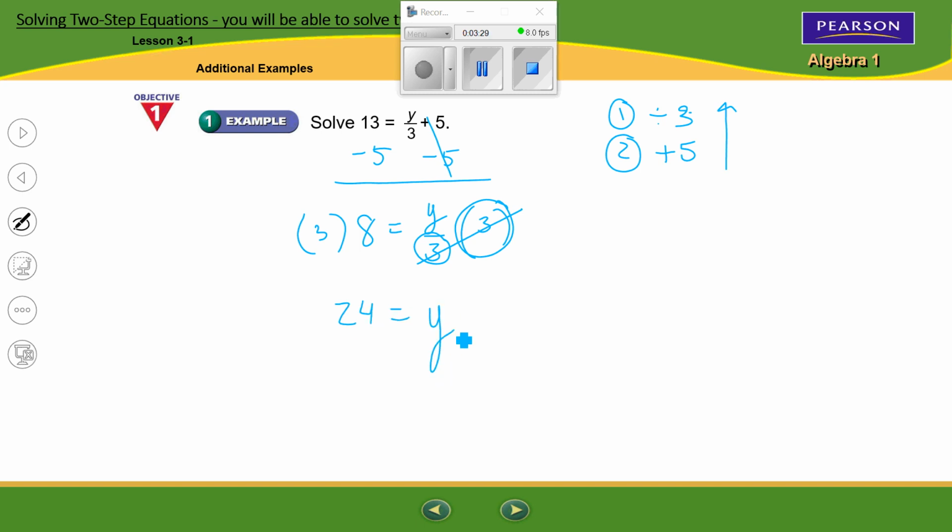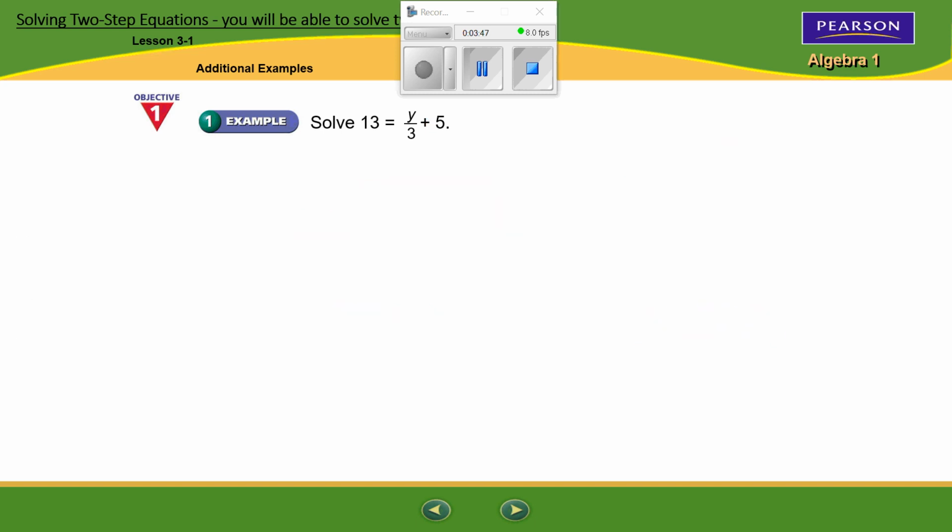Let's take a look. 13 equals y divided by 3. I don't want y there, I want 24, so we're going to change that into a 24. 13, does that equal 24 divided by 3? 8 plus 5? It does indeed.